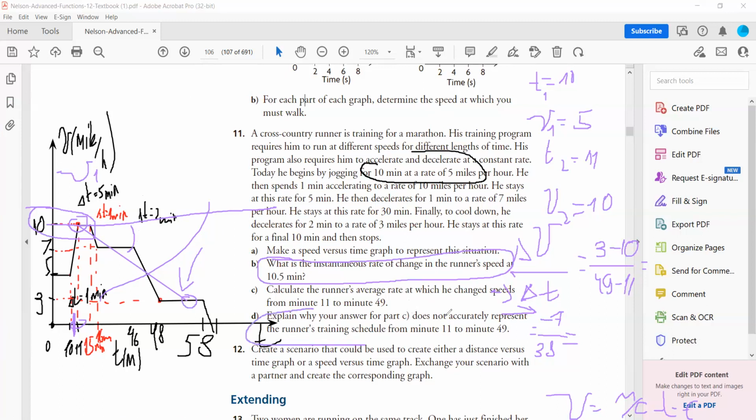Explain why your answer for part C does not accurately represent the runner's training schedule from minute 11 to 49. It does not represent the answer accurately, because during these periods of time he was decelerating at a different rate of change, and furthermore, at certain periods of time, he was running at a constant speed. So we cannot say that he was constantly decelerating from one point to another. It just describes the general behavior of a function between these 2 points.